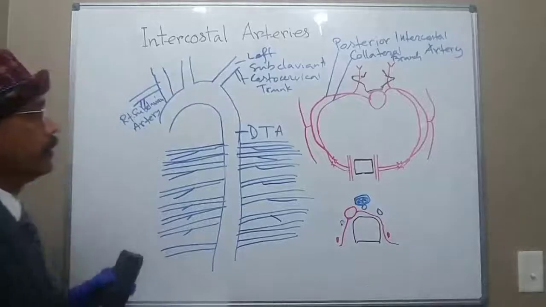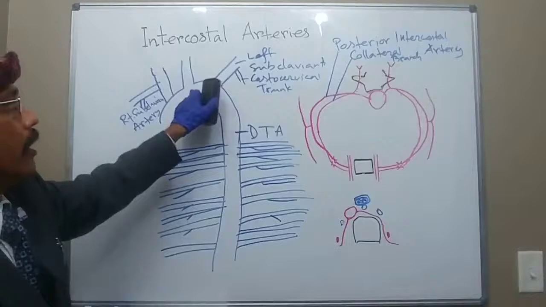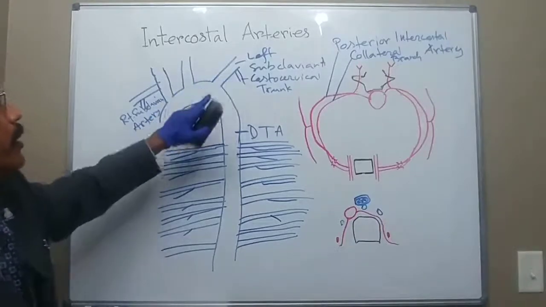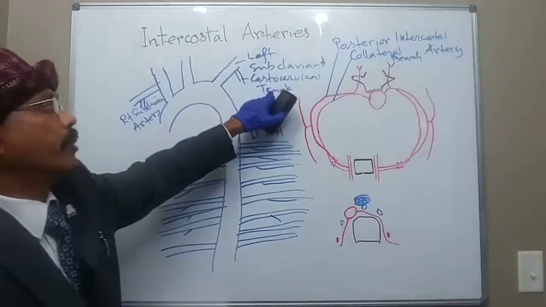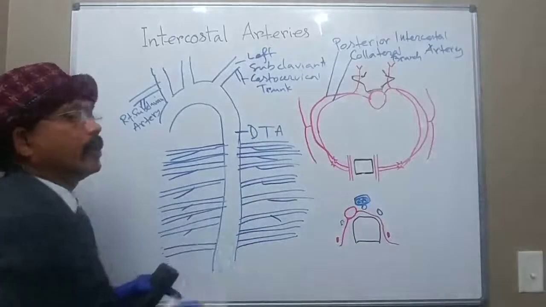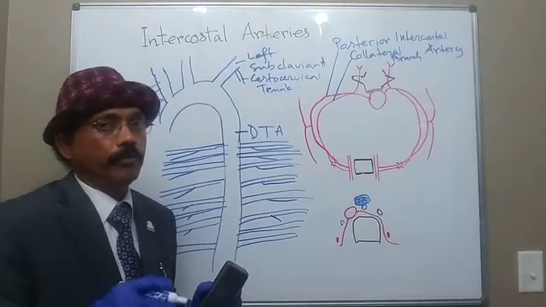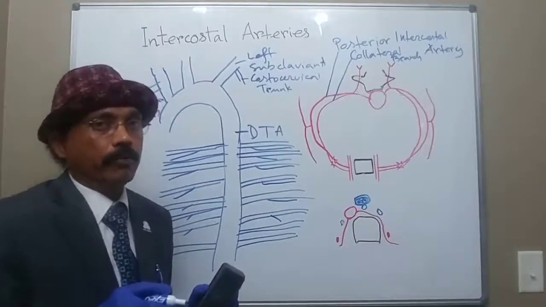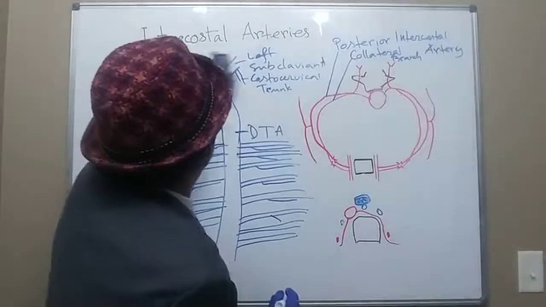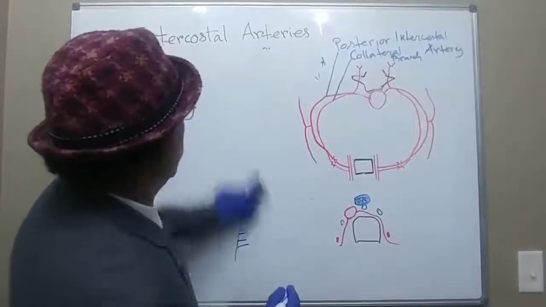Okay, we got the posterior intercostal artery and the collateral branch, and the arch of the aorta, brachiocephalic trunk, left common carotid artery, left subclavian artery. The subclavian artery will give the costocervical trunk. From the costocervical trunk, we'll get the superior intercostal artery that will provide 2 posterior intercostal arteries, one for the first posterior intercostal space, another for the second intercostal space.